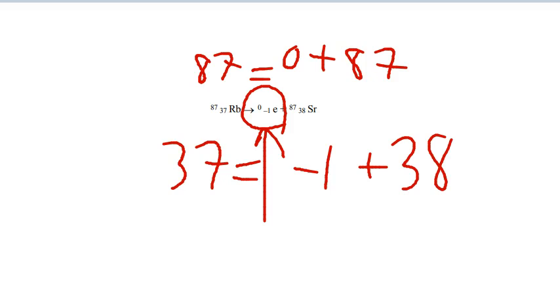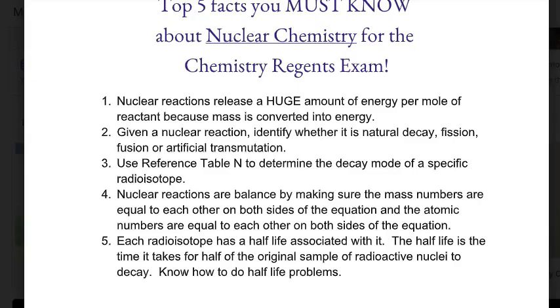38 minus 1 is equal to 37, just like -1 plus 38 is 37. It's just the mass numbers need to be equal and the atomic numbers need to be equal. And finally, we're up to number 5. Now, I can tell you that I have never seen a Regents test that isn't going to have a half-life question on the test. You have to know how to do half-life problems.